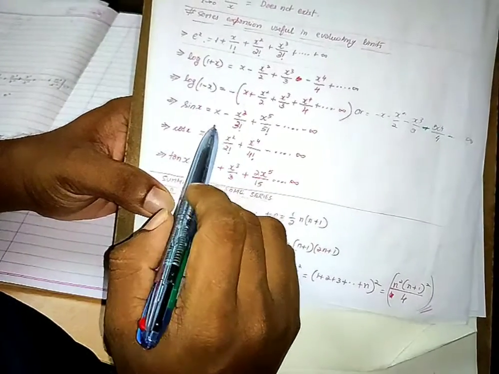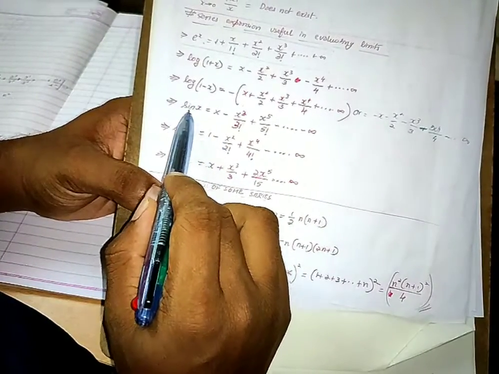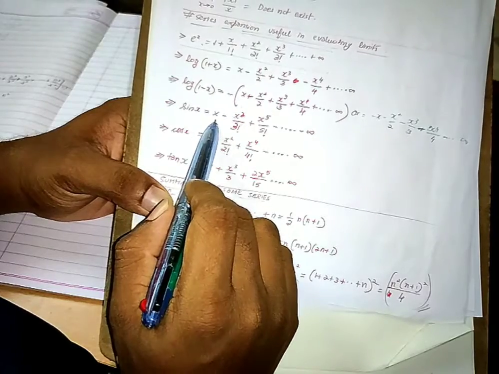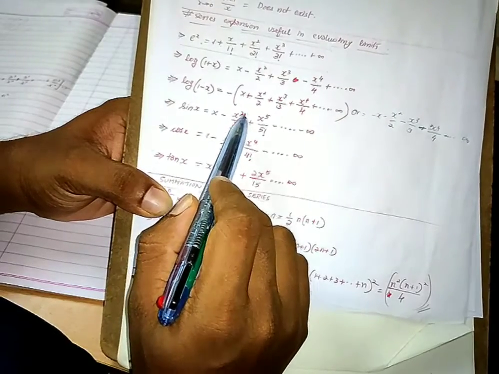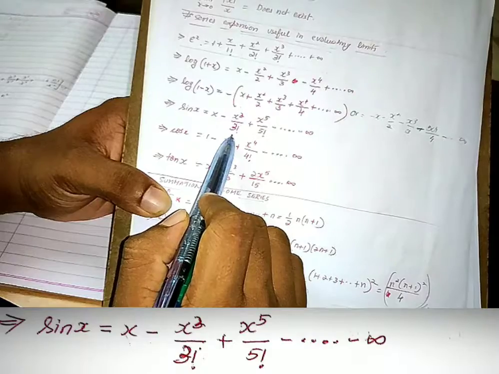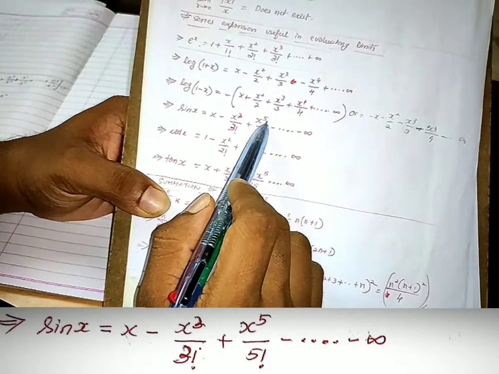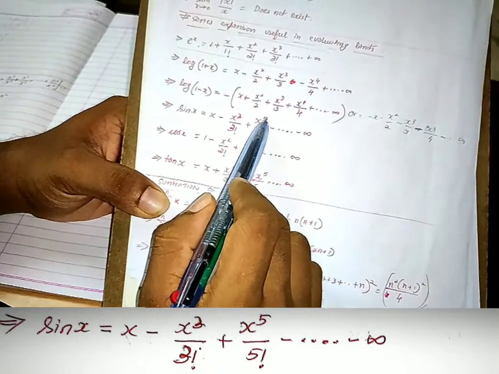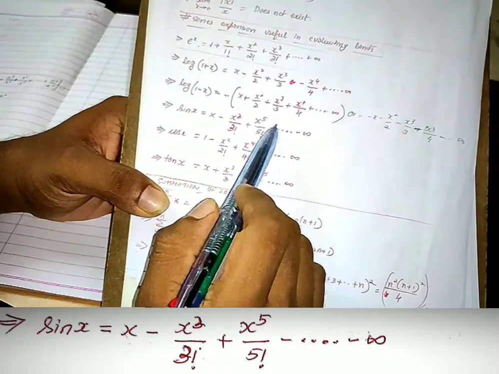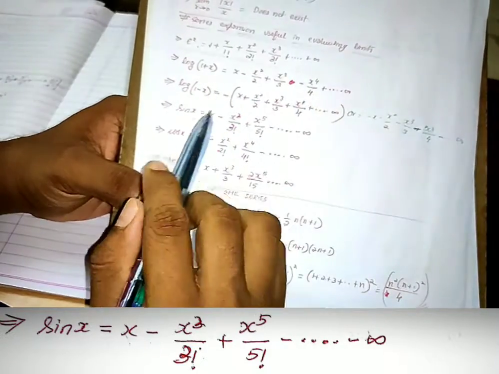So the next thing which you need to know about in this one is the expansion of sin x. The expansion of sin x is x minus x cube by 3 factorial plus x to the power 5 by 5 factorial, then minus. Same, you just need to remember the pattern.